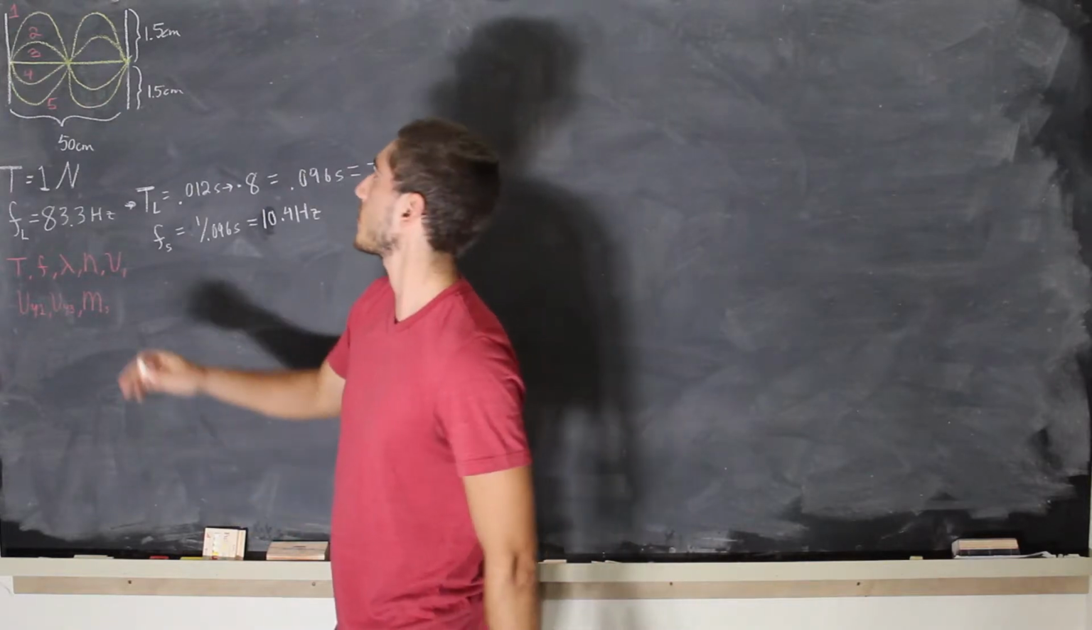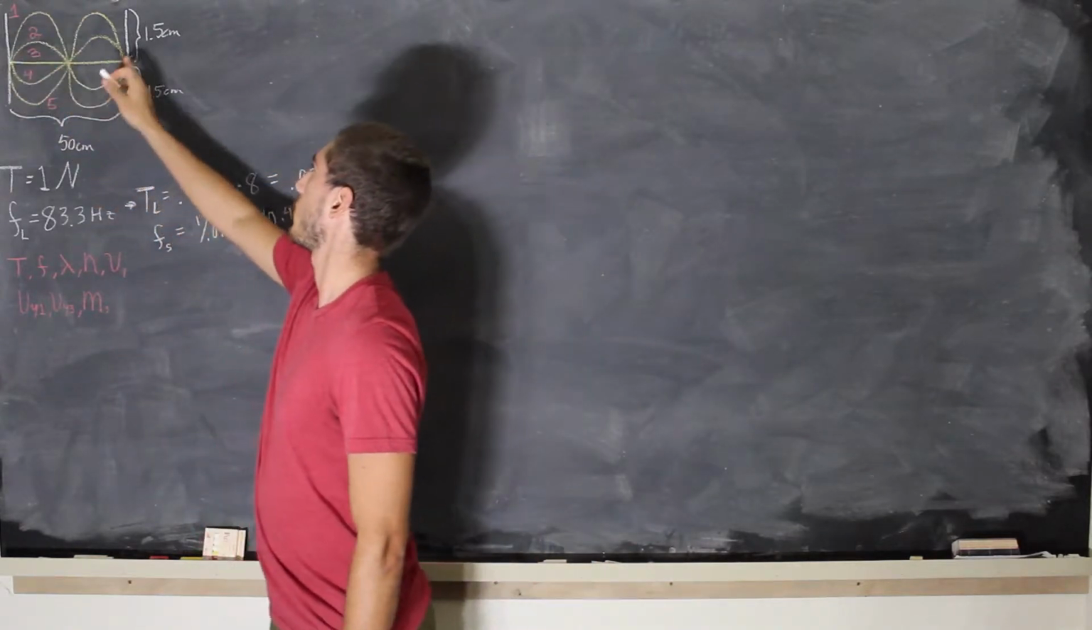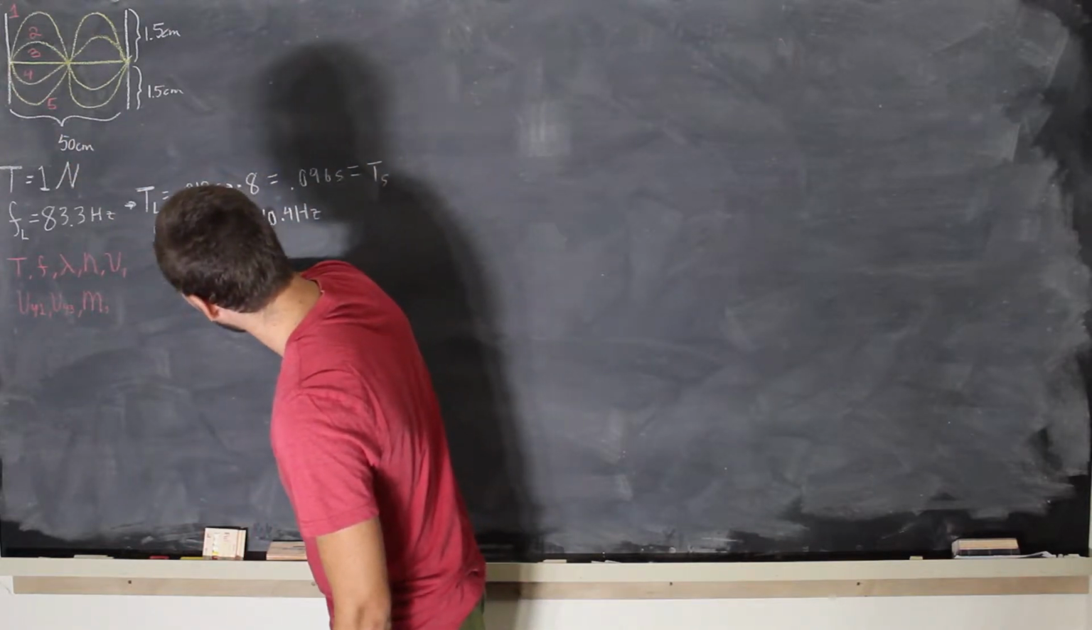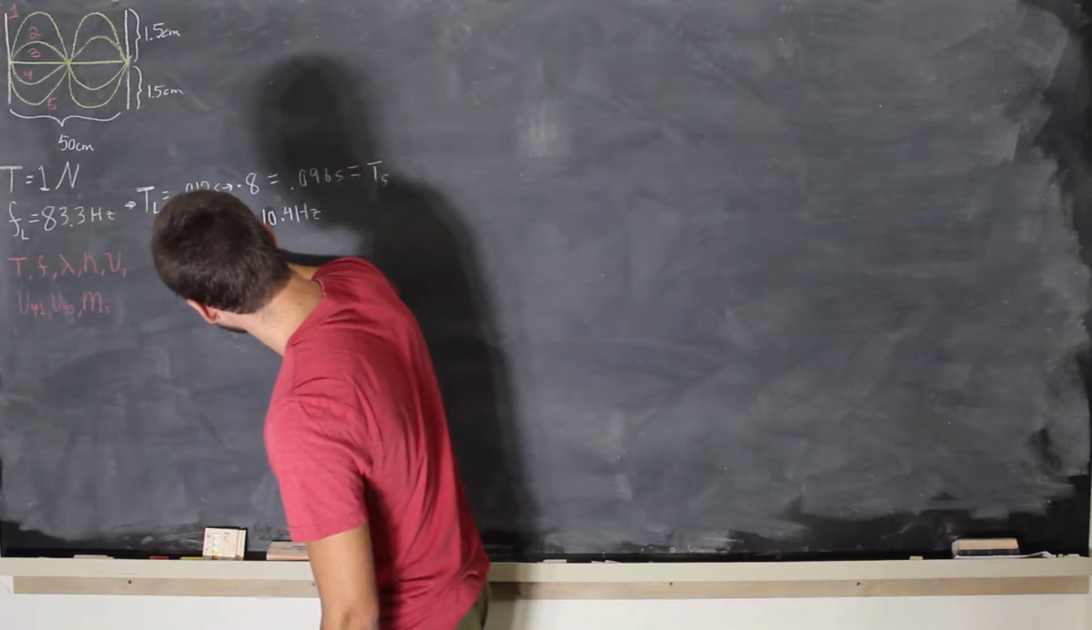And we can do this graphically. We see that one cycle of the wave is 50 centimeters long, so our wavelength is going to be 50 centimeters.